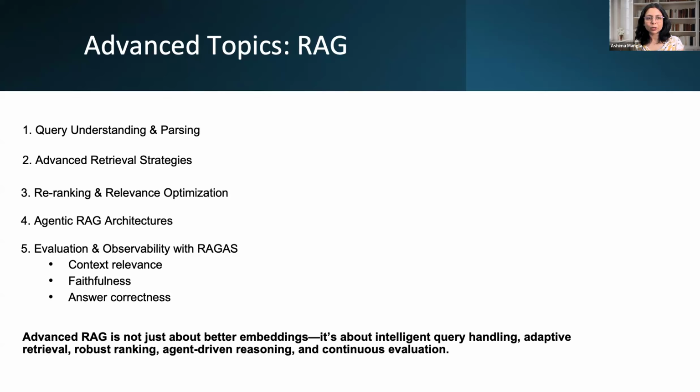Finally, we'll cover evaluation using RAGAS. So what we covered in evals today was the bare minimum. The RAGAS library allows us to measure relevance, faithfulness, answer quality, things like that. Without proper evaluation, we can't systematically improve our RAG system, and most RAG systems need fine-tuning. So together, these topics will give you the tools to build RAG systems that are smarter and more reliable. Advanced RAG is not just about better embeddings, it's about intelligent query handling, adaptive retrieval, robust ranking, agent-driven reasoning, and continuous evaluation.